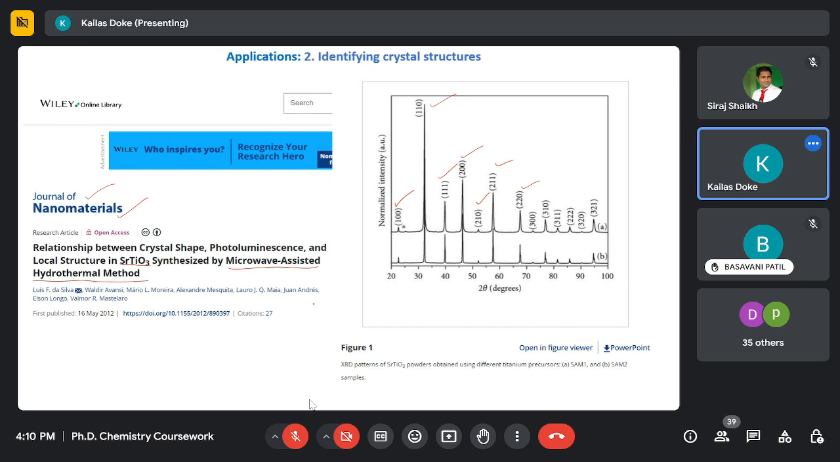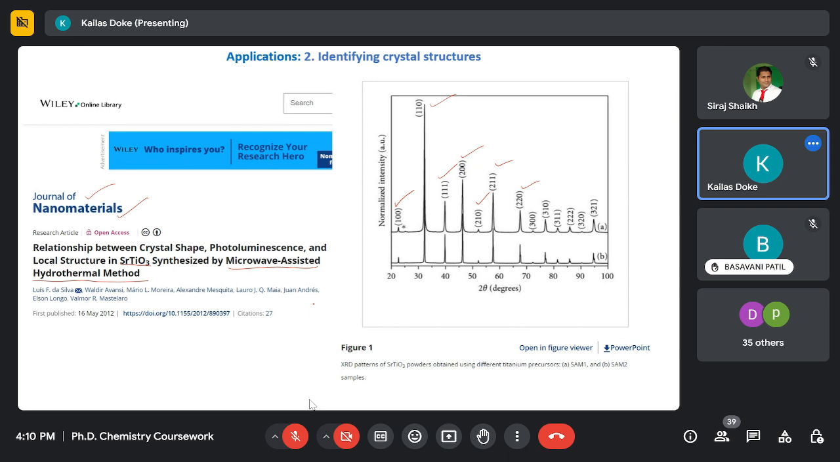So if it is already auto indexed, this type of mathematical calculation is not required, but you have to do some other calculations to find out the volume of the unit cell, what type of lattice is there, and what the unit cell length is, depending upon what kind of diffraction pattern is observed in the spectrum. So this is an XRD of strontium titanate.